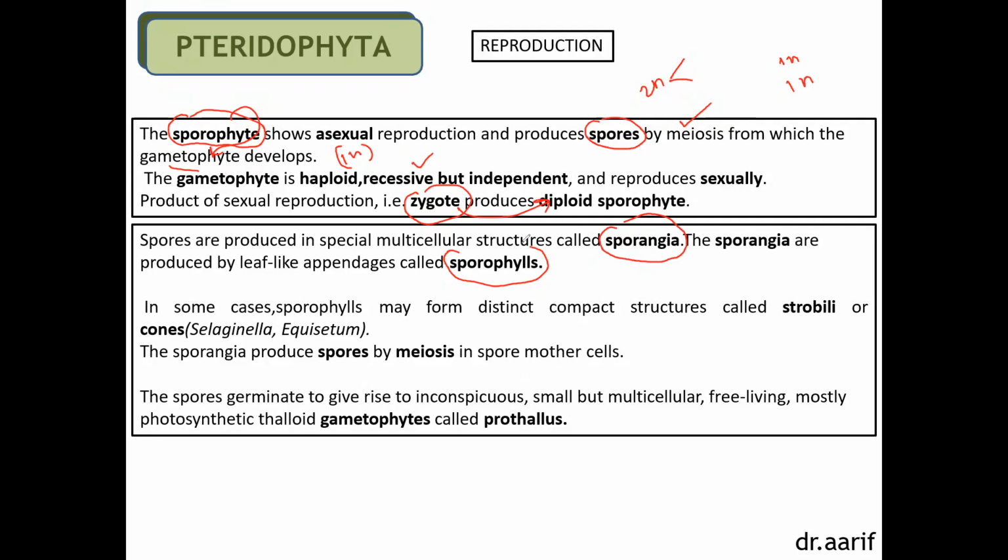So in some cases sporophylls may form a distinct compact structure की ज्याला आपण स्ट्रॉबिलाय किंवा कोन्स असं म्हणतो. म्हणजे काही केसेस मध्ये जे स्पोरोफिल्स आहेत ते कॉम्पॅक्ट स्ट्रक्चर तयार करतात. We call this strobilae or cones. Okay, and this sporangia produces the spores by meiosis in spore mother cell. म्हणजे sporangia पहिल्यांदा तयार होणार which produces spores by meiosis in mother cell.